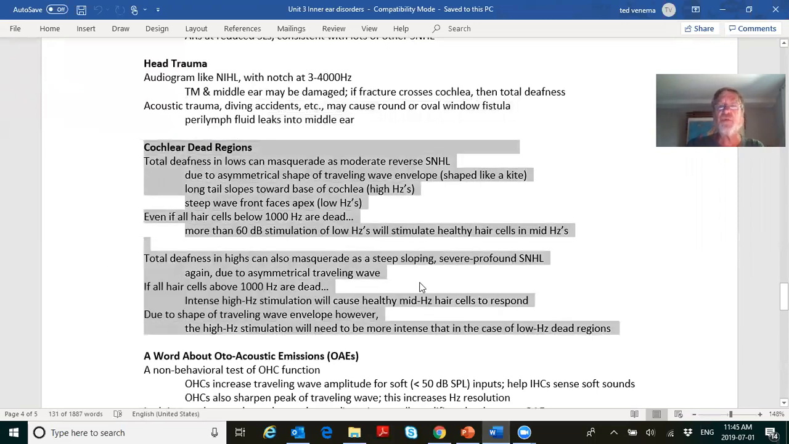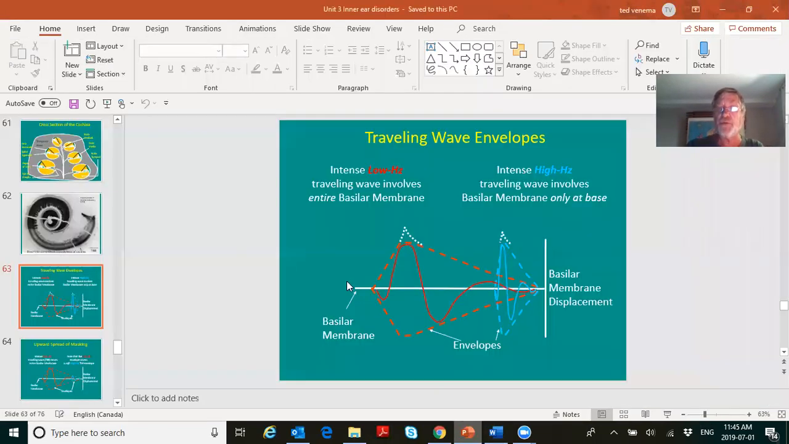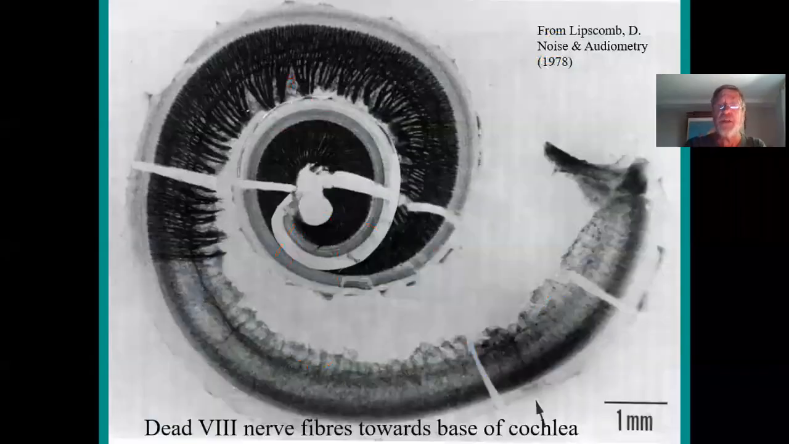Now, cochlear dead regions is an interesting thing. Instead of reading this, let's look at our PowerPoint here to help describe it. Okay? When you're looking at cochlear dead regions, you can look at this area of the cochlea, totally dead. This area is living. This is a picture of eighth nerve fibers coming from the inner hair cells, and all of a sudden you've got a totally dead area.